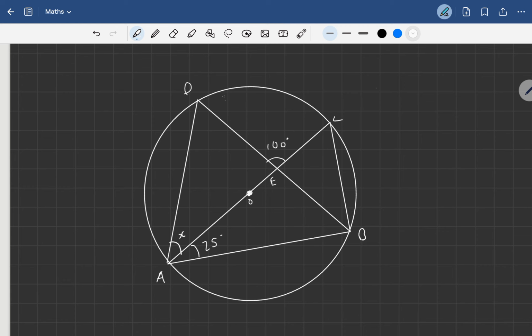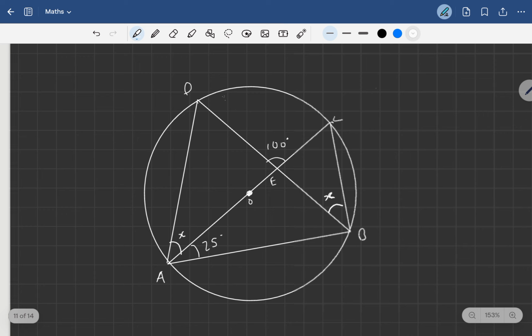We have 2 points, D and C, and we subtend it to point A, and we've subtended it to point B. And we know that, based on our circle theorems, angle DAC is the same as angle DBC. So I can just label this here as X as well. Okay?